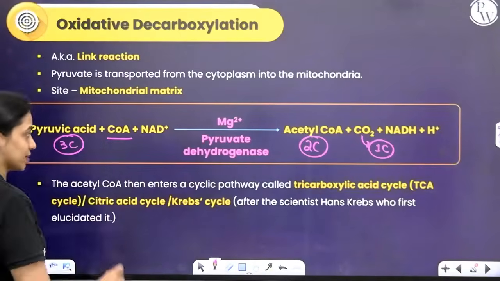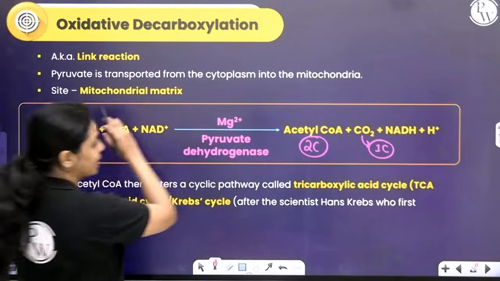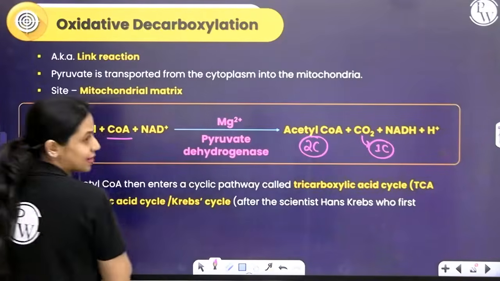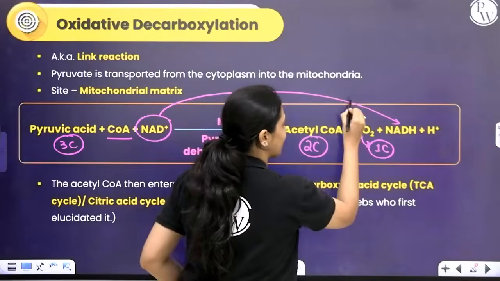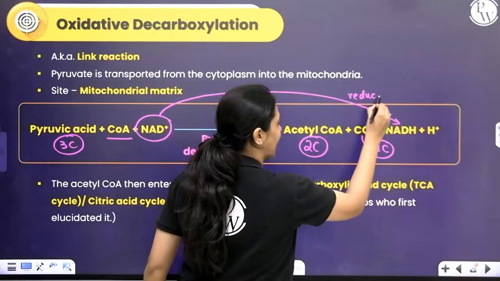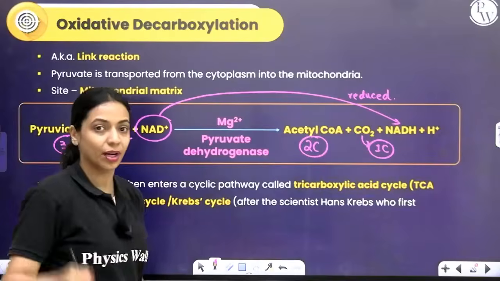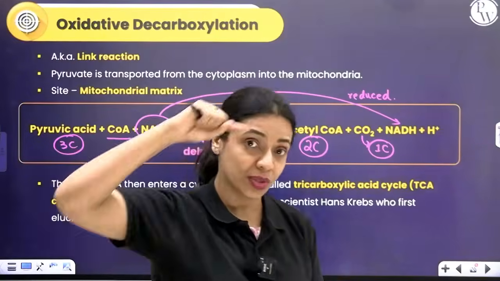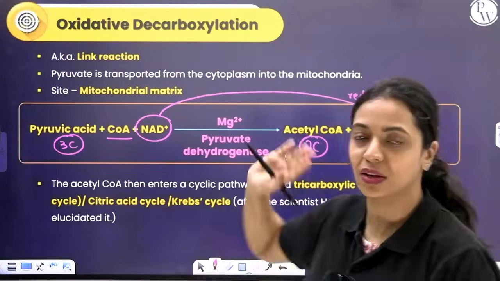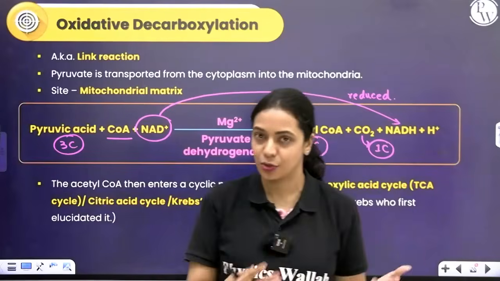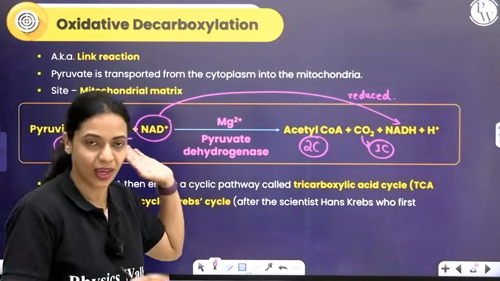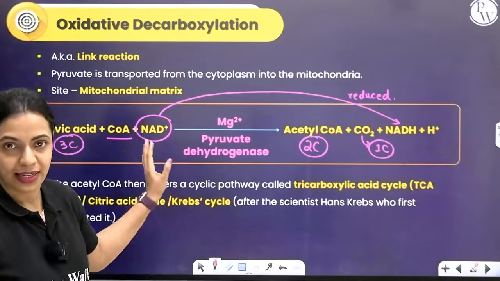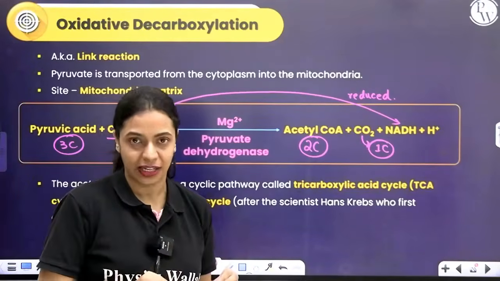And in this process, while pyruvic acid is getting oxidized to acetyl coenzyme A, NAD plus will get reduced to form NADH plus H plus. Similar to how NAD plus was reduced during the 6th step of glycolysis, over here also NADH plus H plus will form. NAD plus will get reduced to give NADH and H plus. Okay, I repeat. This is called the link reaction or oxidative decarboxylation.